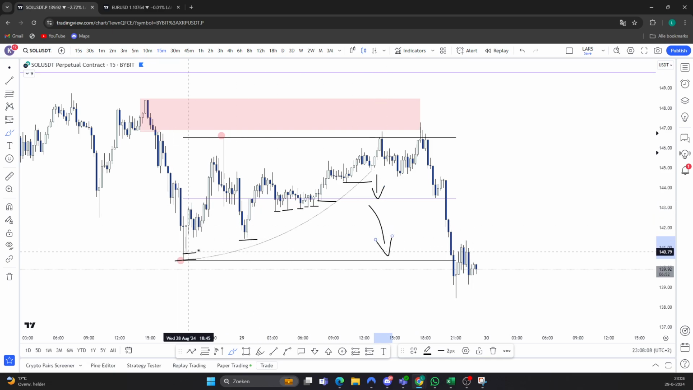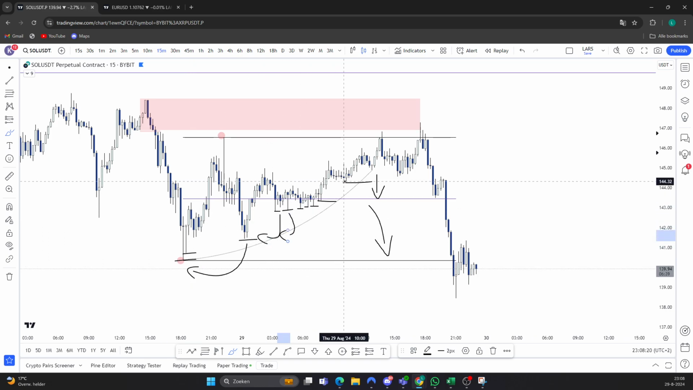Because anyone that longs here will probably put their stop loss below the previous low, right? If you long here, most people put their stop loss below the previous low. Same goes for this, and same goes for that, etc., right? So all these lows will have stop losses below them.